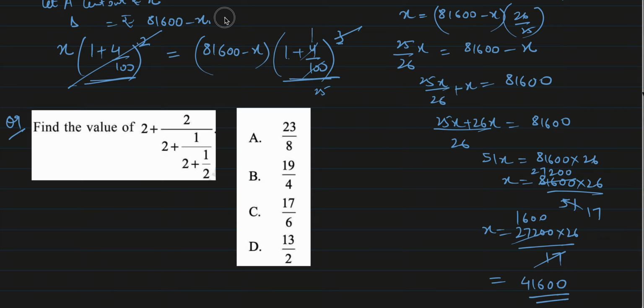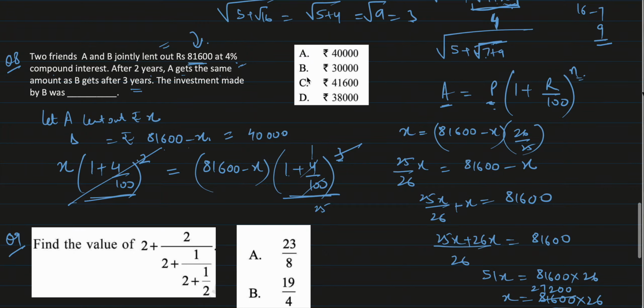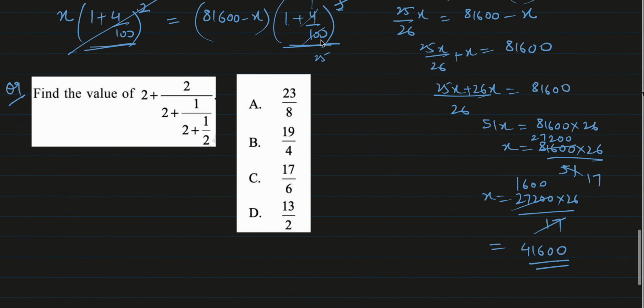For B we have to subtract. Yeah. So 81600 minus 41600 will be 40,000. So option B is 40,000. That's the answer. I hope it's clear. Now move on to the next question, students.